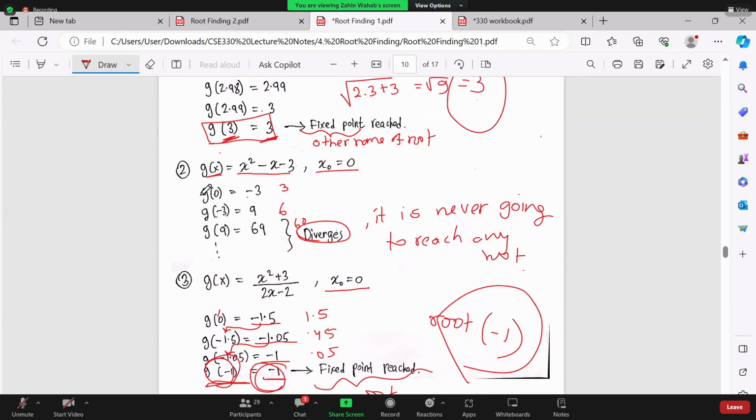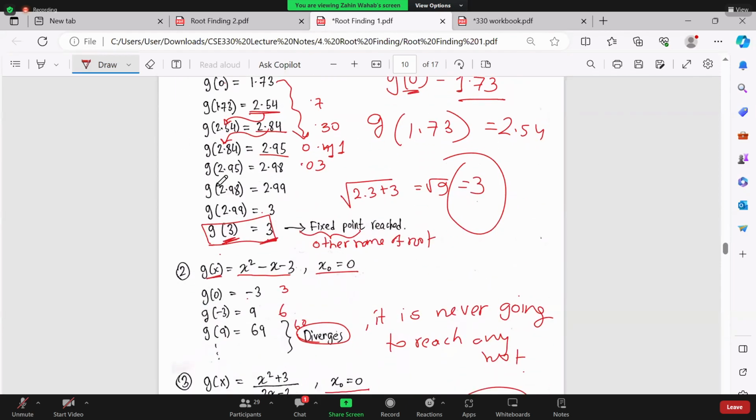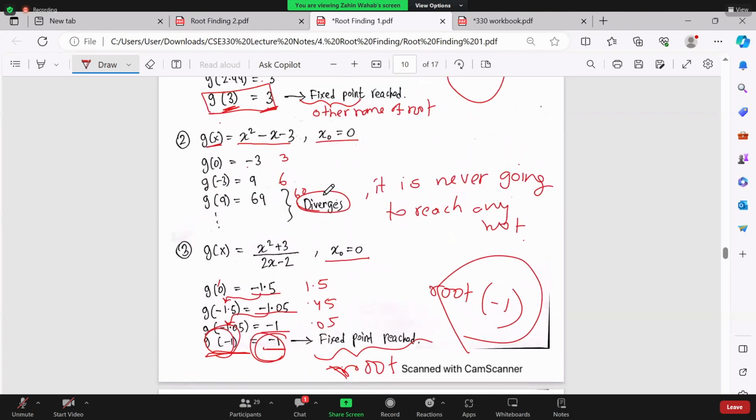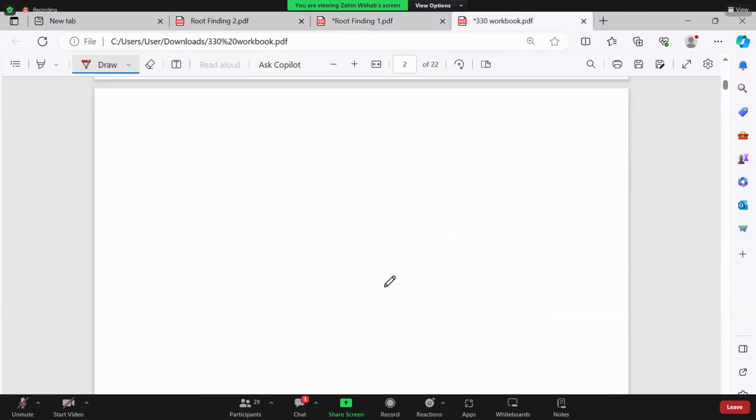And there is a form like this, which is not going anywhere. It is not going to reach any of the roots. So what is the drill? There are different forms. Different forms are reaching different roots, or different forms are converging or diverging. Why is it happening? So there are 2 questions that we need to answer.